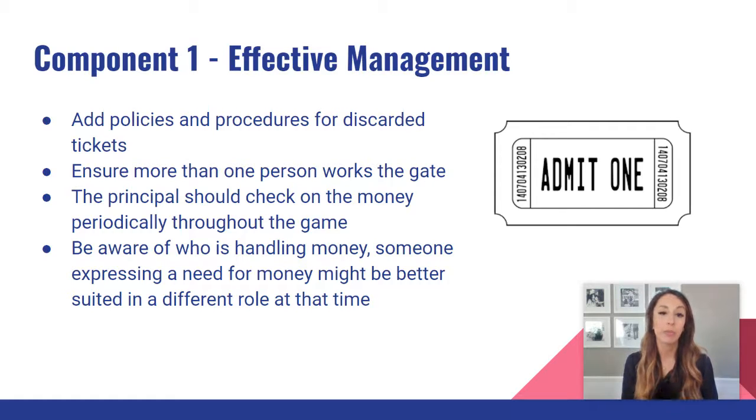I also think it's really important to ensure more than one person works the gate, so that one person is not in charge of all of that money. I think the principal should check on the money periodically throughout the game. I understand he had those supervising duties, but I also think that money is where people typically tend to go wrong. So I think that's something he should really focus on staying on top of. And I also think it would be really important to be aware of who's handling money. Someone like Mrs. Bowman, who is expressing a need for money, might be better suited in a different role at that time. If she's still willing to help, maybe she can handle the supervising duties. And you could put someone else who hasn't expressed a desire for the school to fund something in charge of money.